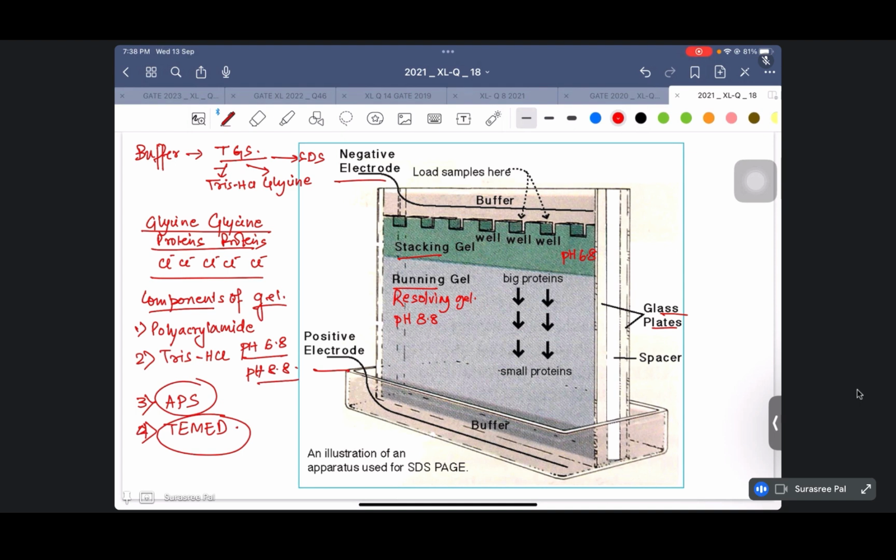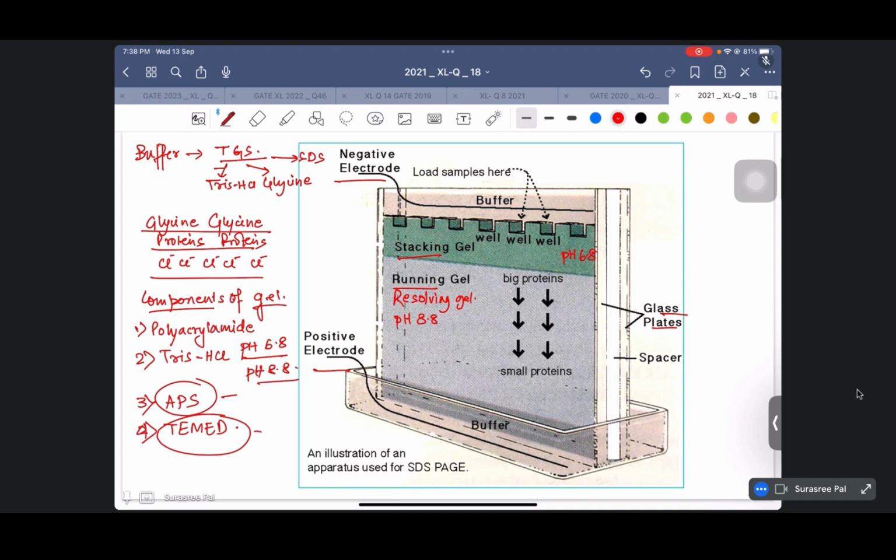APS initiates the formation of free radicals, and TEMED actually accelerates that process. So if you do not add these two components, your gel won't solidify. It will be in a liquid form as it is, because like polyacrylamide, when we mix the acrylamide and bisacrylamide together, they are usually in liquid form.